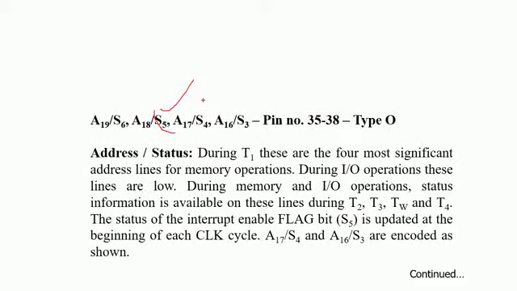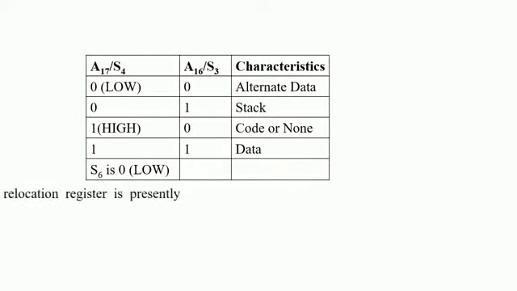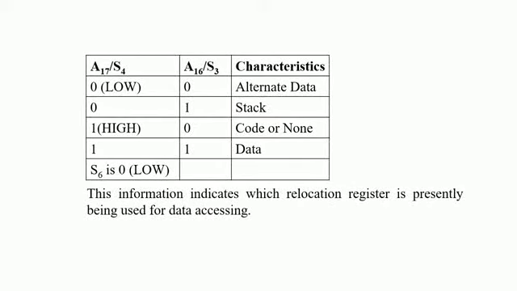Next case is S4 and S3. The S4 and S3 signals show the present working status of the microprocessor, that is, in which segment the microprocessor is working right now, whether it is working in the extra segment, the stack segment, the code segment, or the data segment. That is going to be indicated by the status signals S4 and S3.